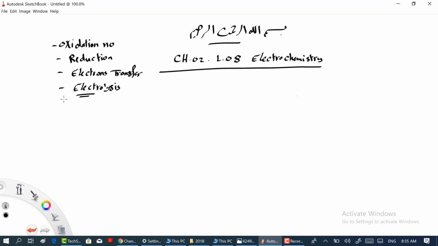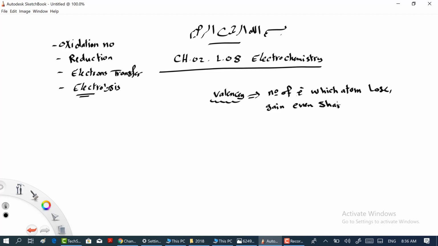Firstly, when we return to your background from the preparatory stage, you will find it talking about something called the valency. What is meant by the valency? Valency represents the number of electrons which an atom loses, gains, or even shares during the chemical reaction.